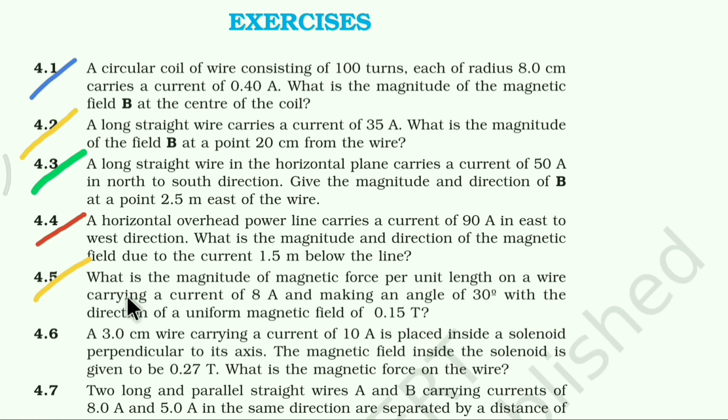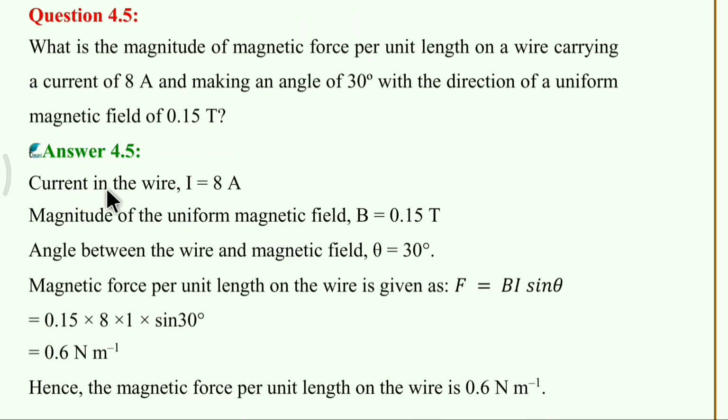Now read question number 4.5. What is the magnitude of the magnetic force per unit length, that means L is equal to 1, on a wire carrying a current of 8 ampere and making an angle of 30 degree with the direction of the uniform magnetic field of 0.15 Tesla? Current in the wire is 8 ampere. Magnitude of the uniform magnetic field B is equal to 0.15 Tesla. Angle between the wire and field, theta, is 30 degree. So then the formula will be here.